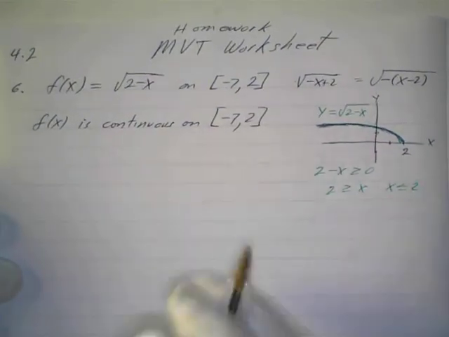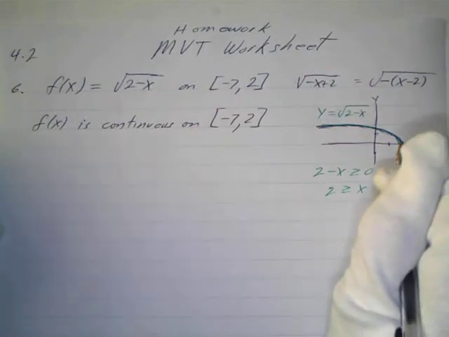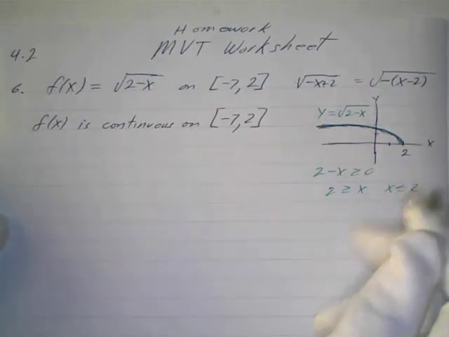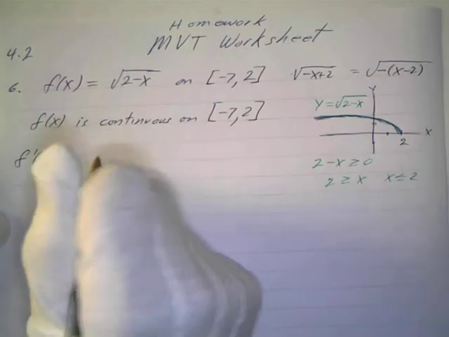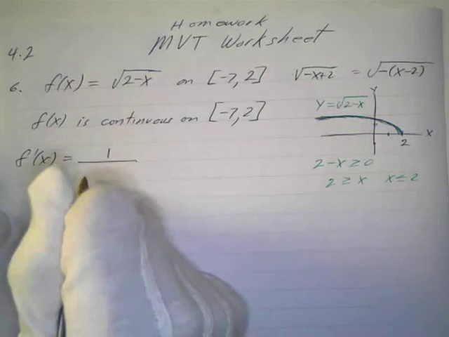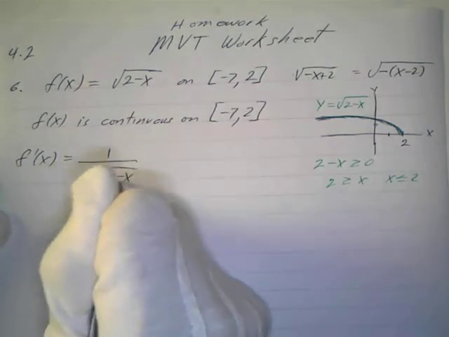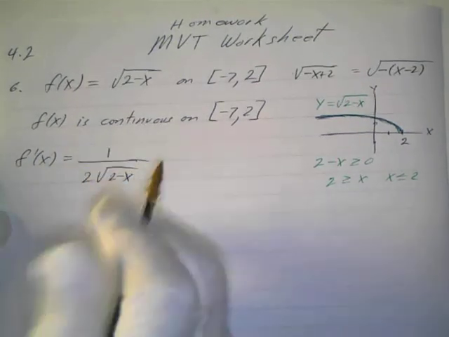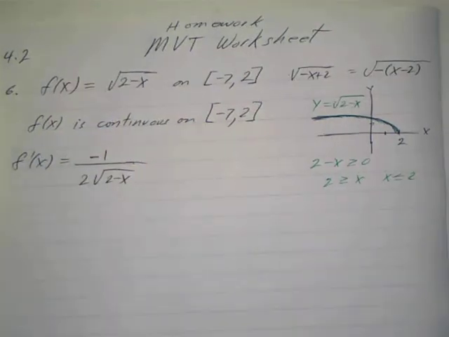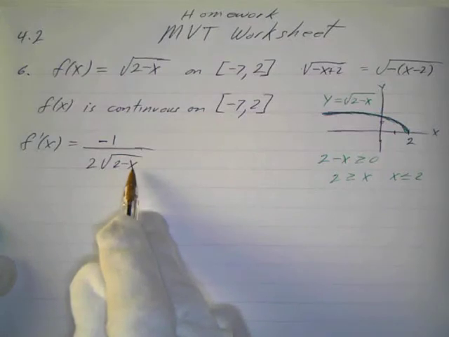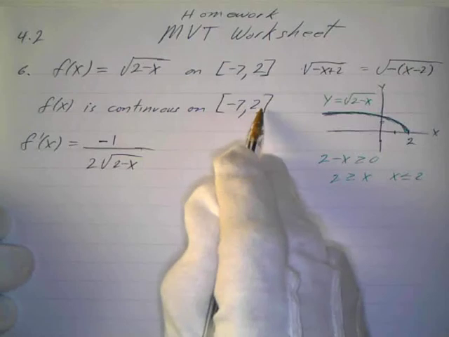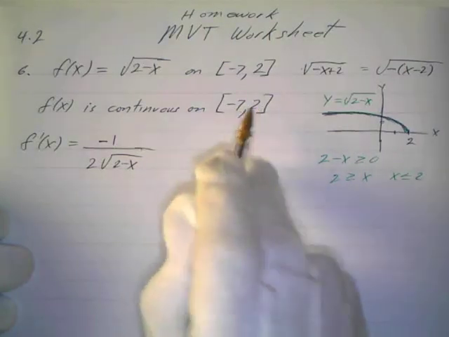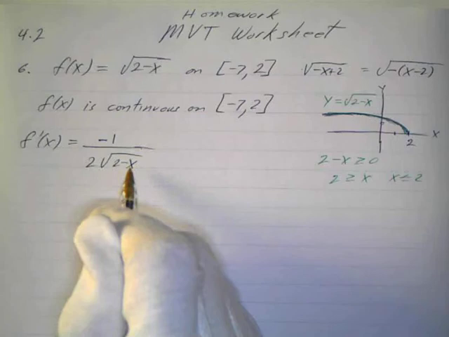Now, is it differentiable? Well, we might have a problem right at 2 here, but we just have to worry about the open interval, but we can take the derivative anyway. So let's say f prime of x equals 1 over 2 times the square root of 2 minus x, times the derivative of the inside, which would be negative 1. So that's what we have for our derivative. The only place where there's a problem is when x is equal to 2, because then we would have a 0 in the denominator. But we're not interested in 2 because we want to make sure it's differentiable on the open interval, and 2 is not in the open interval.